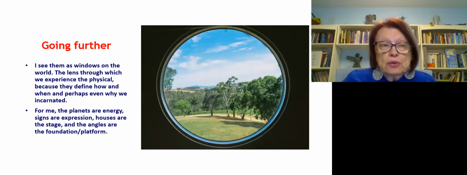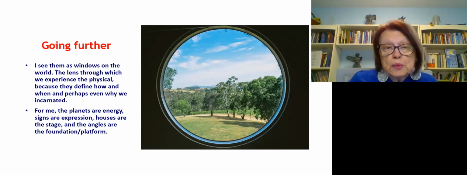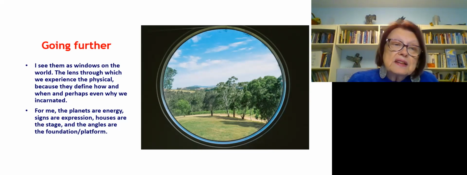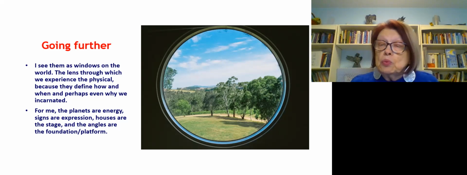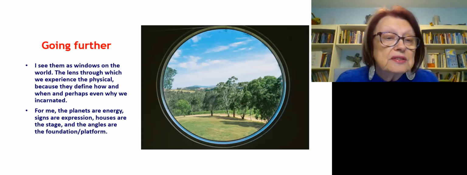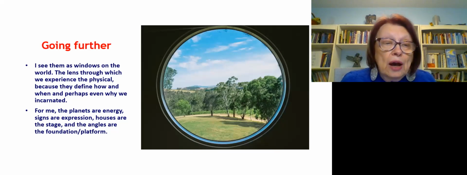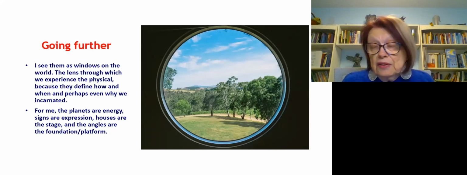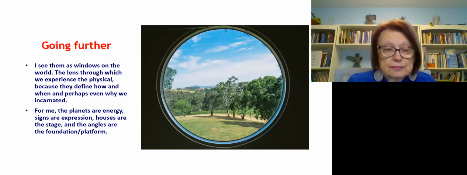I see them as windows on the world, the lens through which we experience the physical, because they define how and when and perhaps even why we incarnated. For me, the planets are energy, signs are expression, houses are the stage, and the angles are the foundation platform.